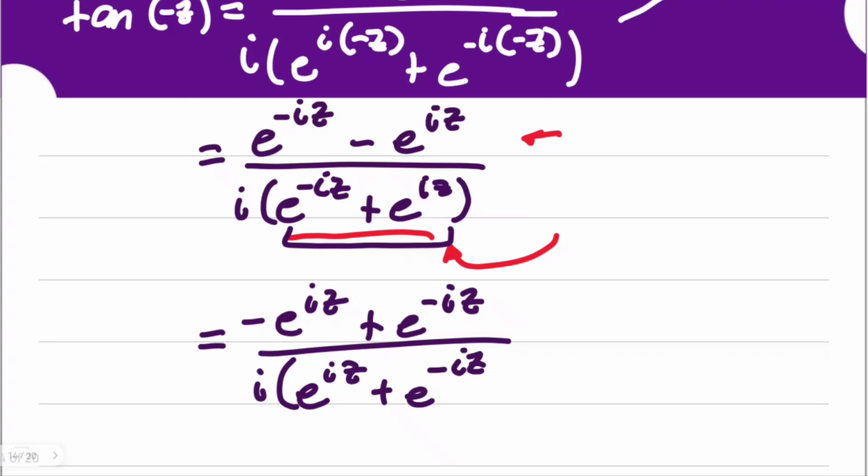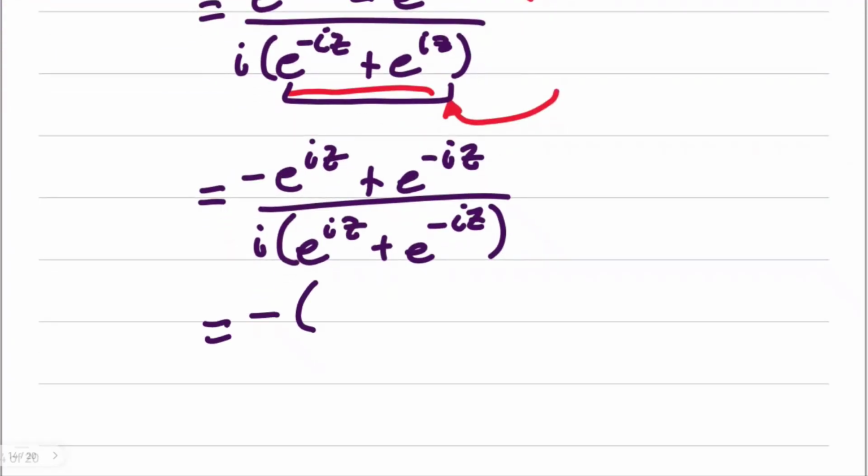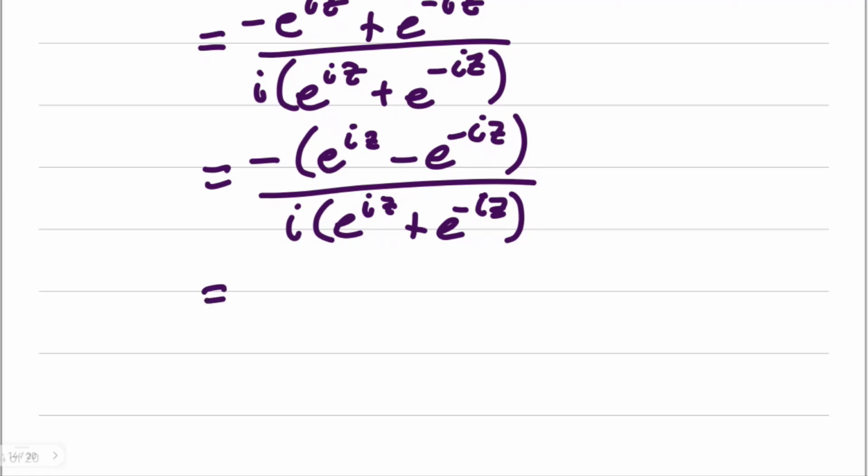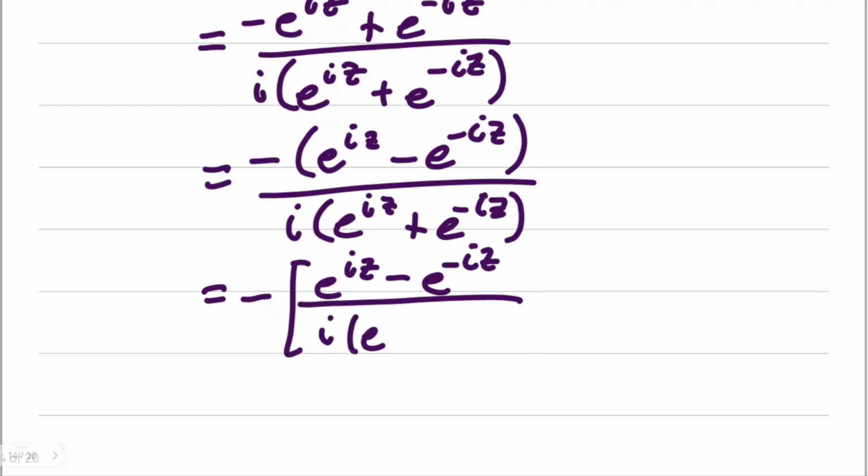Okay, now take note that our numerator has a factor of negative. So if I'm going to take out the negative 1 for that, what happens to the first term would be positive, and the second term would be negative. Okay, over still i, and you have e to the power of iz. No need to factor something on the grouping on our denominator. Okay, so finally, you will have your negative of this entire expression, e to the power of iz minus e to the power of negative iz all over i times e to the power of iz plus e to the power of negative iz.